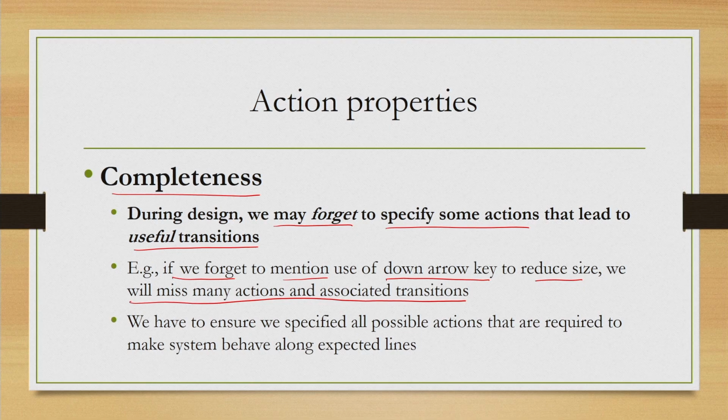And in such cases, it is necessary to find out whether we have made that mistake or whether we have forgotten to add some useful actions. Our objective is to ensure we specified all possible actions that are required to make the system behave along the expected lines. That is the property of completeness, which is a property of the interaction.